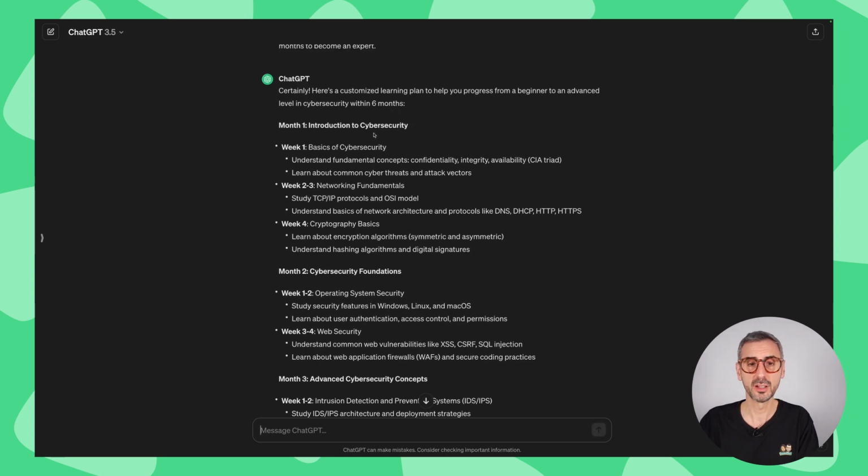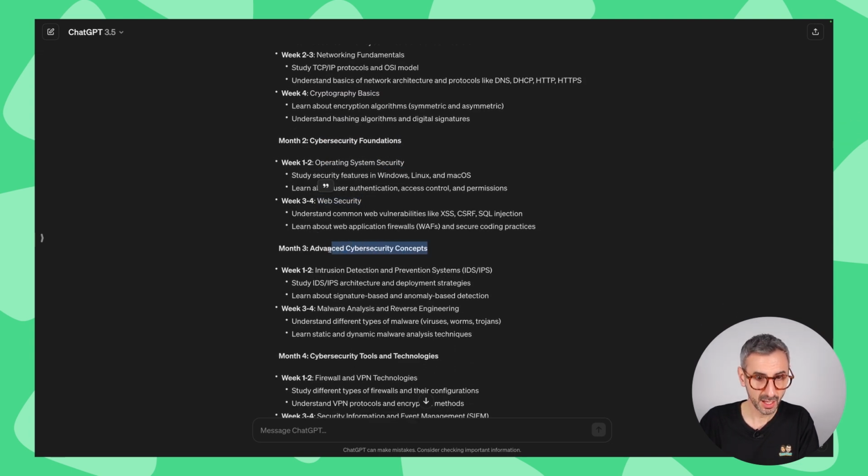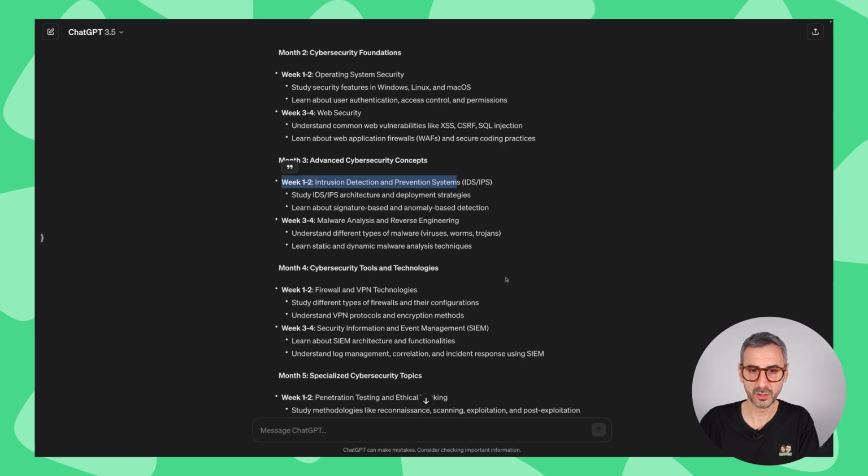Month 1 is going to be an introduction to cybersecurity: basics of cybersecurity during week 1, networking fundamentals in weeks 2 to 3, cryptography basics on week 4. Month 2 would be dedicated to cybersecurity foundations: operating system security, web security. Month 3, advanced cybersecurity concepts: weeks 1 to 2, intrusion detection and prevention systems, malware analysis and reverse engineering.